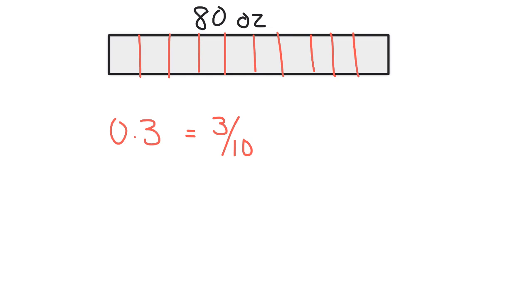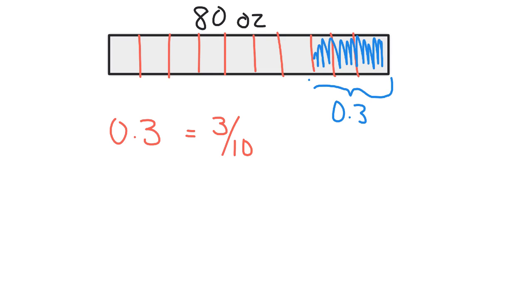So if this rectangle represents the amount of peanut butter that there was in the pantry, 80 ounces, and the family ate 0.3, which could also be called 3/10, I could break this up into tenths. So 1, 2, 3, 4, 5, 6, 7, 8, 9, 10. Now, they ate 3/10, so that means that this part goes away. So that's the amount that they ate, 0.3.